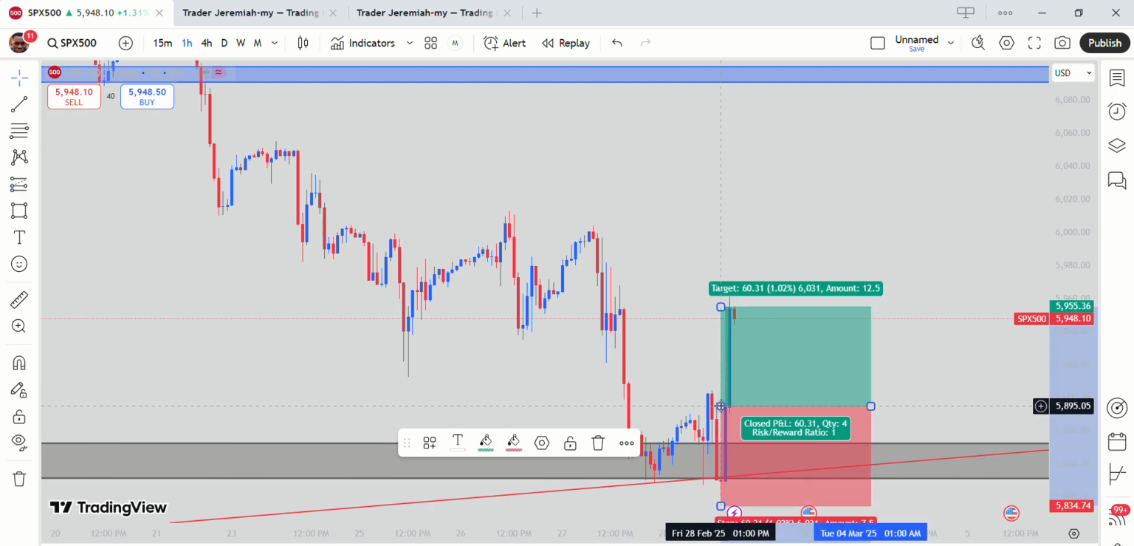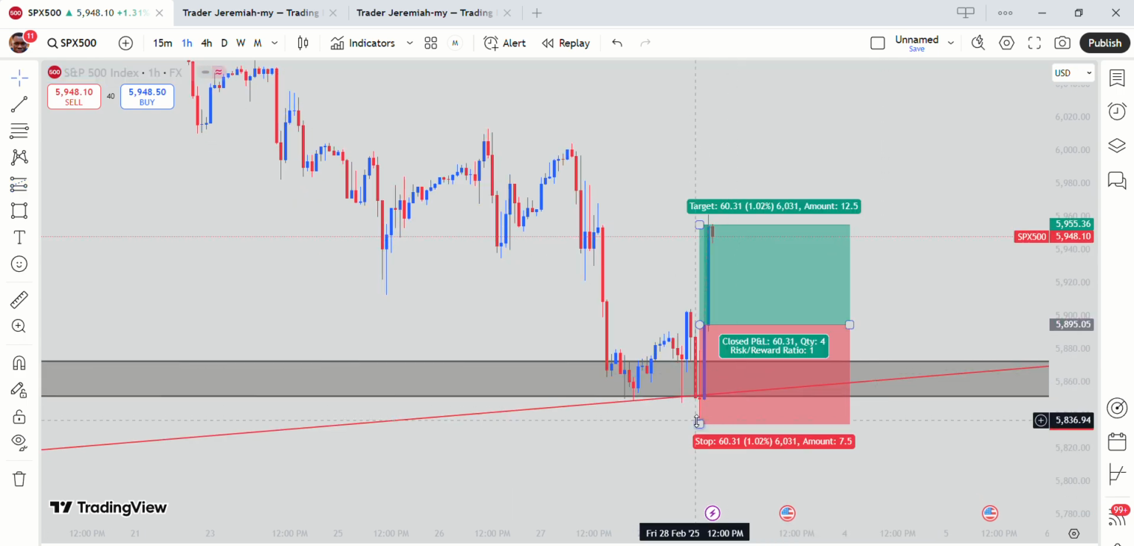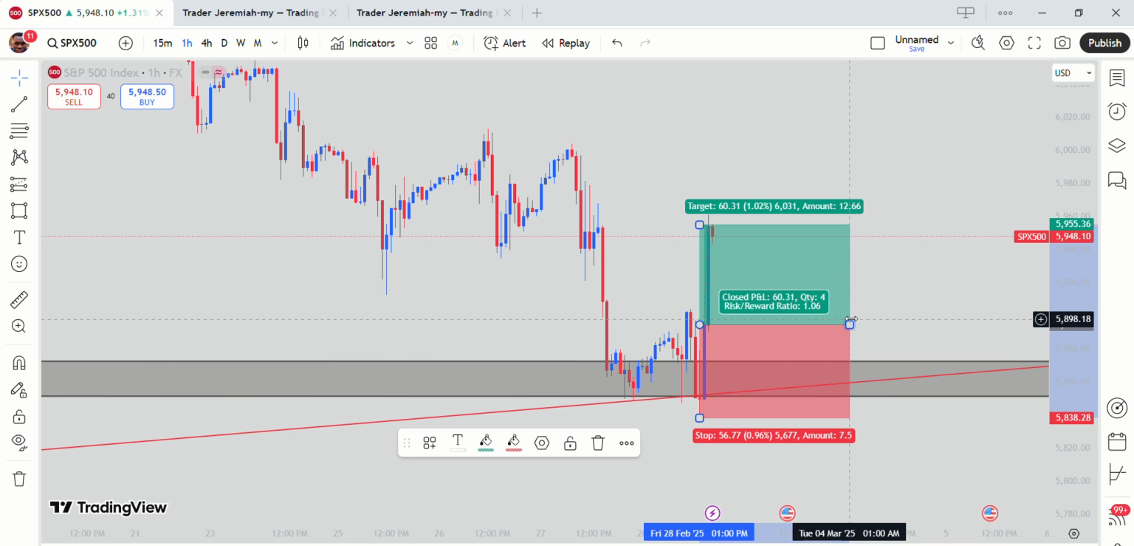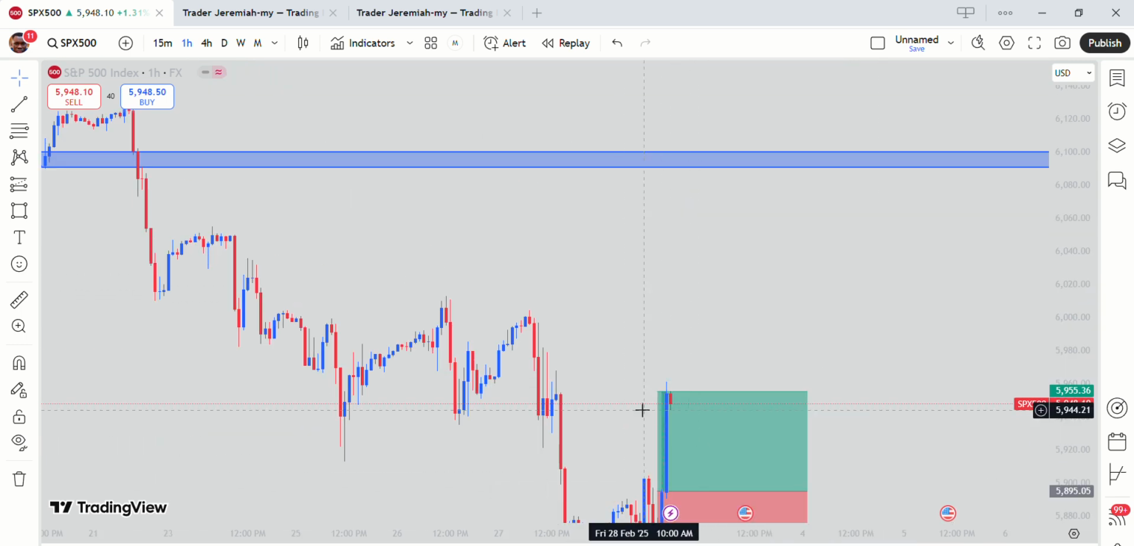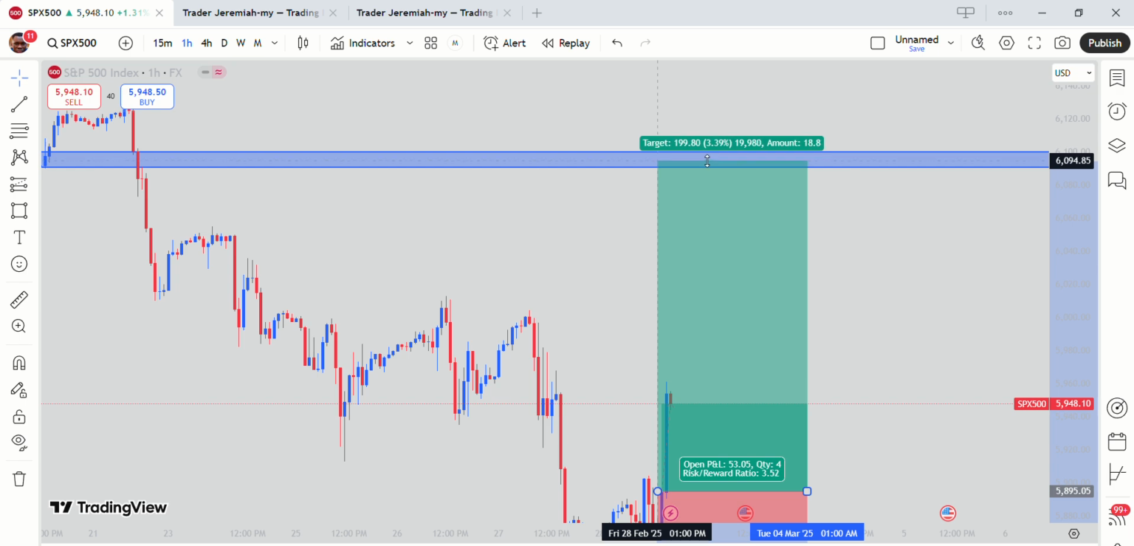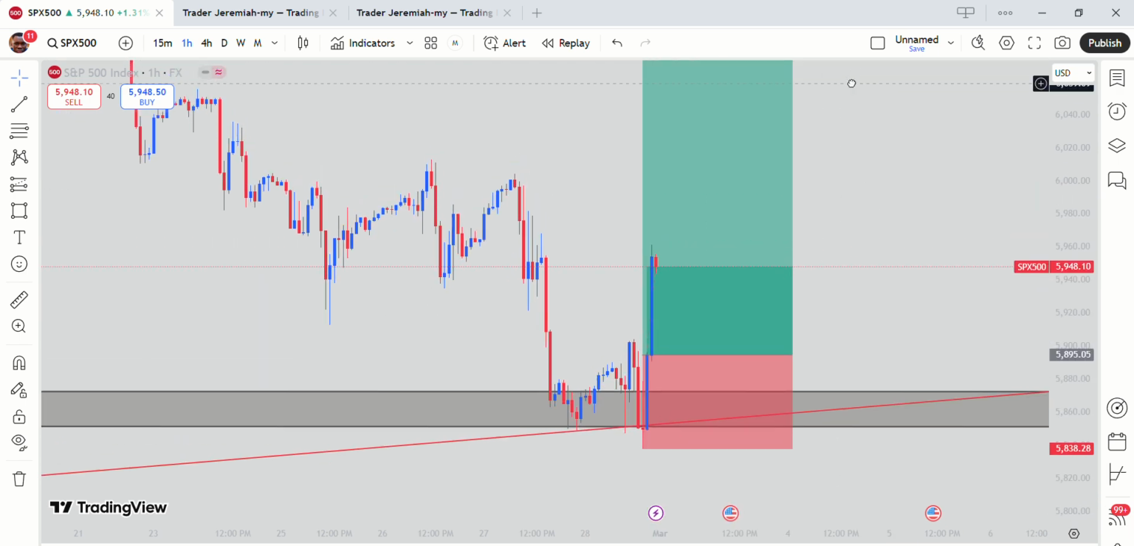I remember placing the trade on Friday, and my stop loss goes below this support level. So this was the support level, so my stop loss goes below it. I might take profit at the next major resistance level.